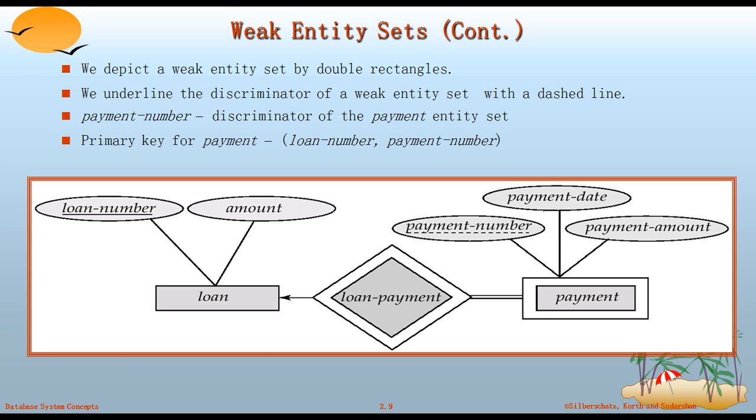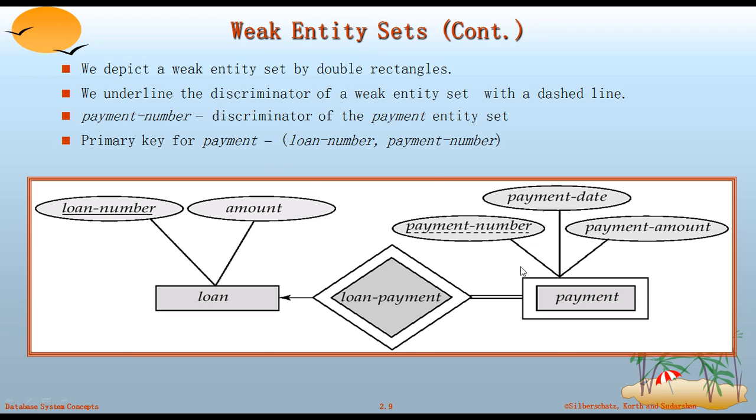So here we are seeing the pictorial representation of a weak entity set. We depict a weak entity set by a double rectangle. So here the double rectangle, the payment, is considered as a weak entity set since we cannot have any attribute as a primary key. We underline the discriminator of a weak entity set with a dashed line. So here we are having the dashed line discriminator of a weak entity set. Payment number is the discriminator of the payment entity set. Primary key of payment is loan number.